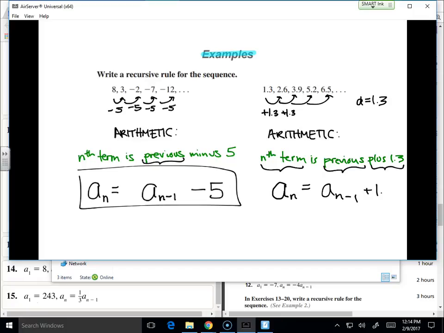Got it. So for numbers 13 through 15, you were supposed to find the pattern and then take the English of what you saw the pattern to be. To get a term, you take the previous and you add, or you subtract, or you multiply, divide, and you put that pattern into math terms. Okay, so that's how we find, what were these directions again? Right, a recursive rule, or that's how you find a recursive formula.